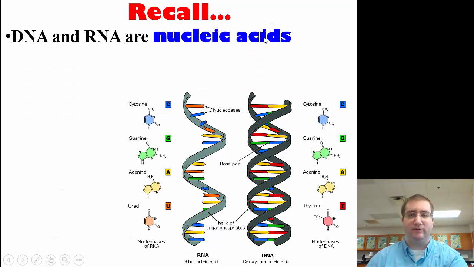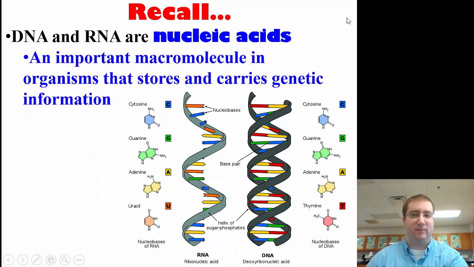One thing that we should already remember from the first unit is that DNA and RNA are both nucleic acids. So this is the very important macromolecule that has a role in storing and carrying genetic information. And that's what this entire unit is about: what are the functions of DNA and RNA, and how does an organism use this information to actually create proteins and survive in the environment?